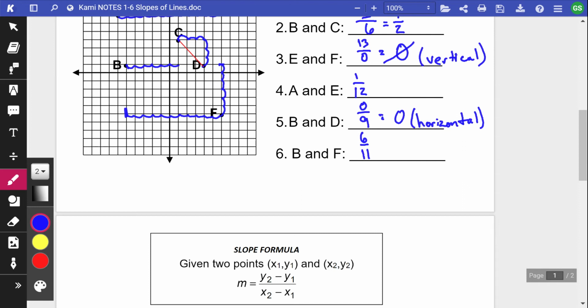However, I have to determine if it's positive, negative, undefined, or 0. Well, I know it's not undefined or 0 because there's definitely a slope here. But from left to right, looks like we're going down. So remember, if it's from left to right and it goes down, it's going to be a negative slope. So there we go. It's just negative 6 over 11.